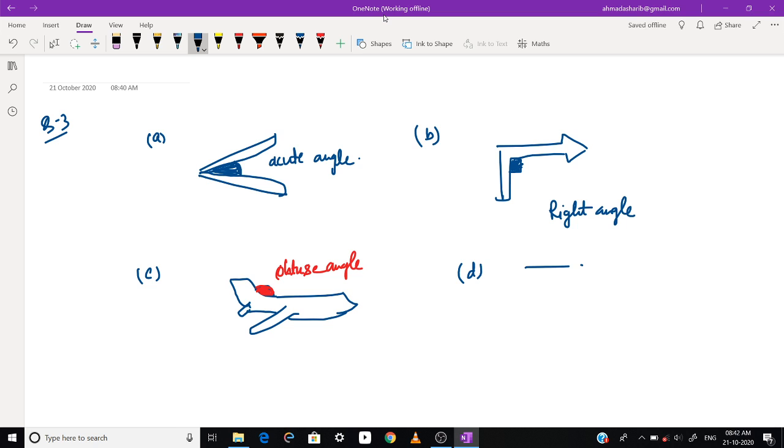Okay, so this is an icon of a folder. You might have seen this icon in your computer or laptop or mobile. And here we are talking about this angle. So this angle is more than 180. So the angle more than 180 is called a reflex angle.